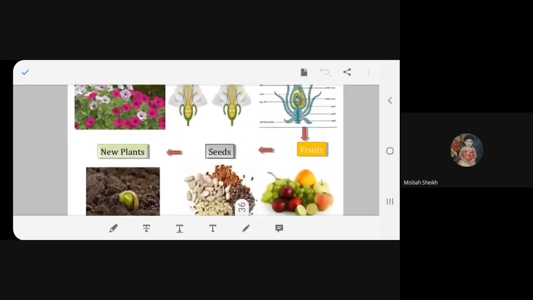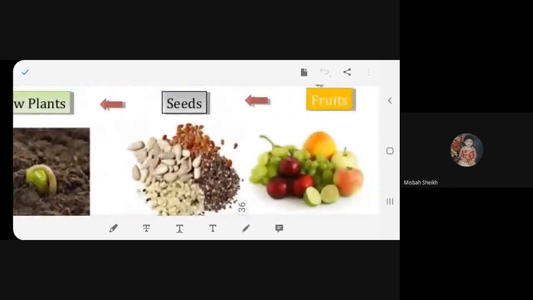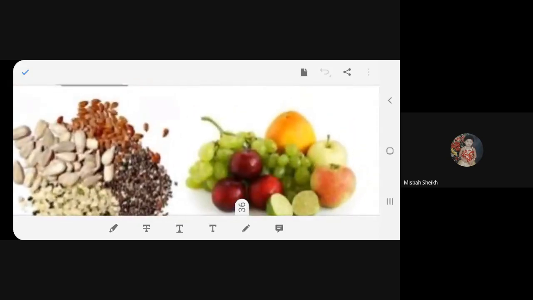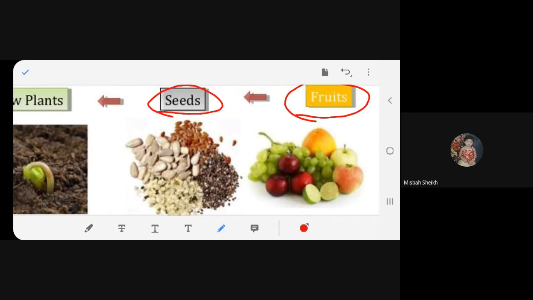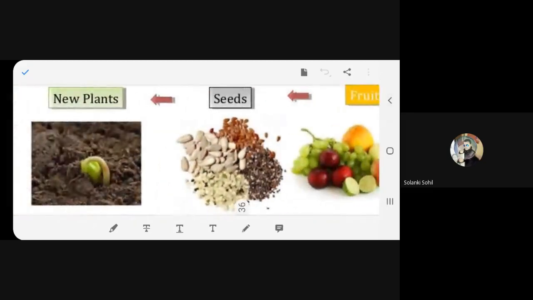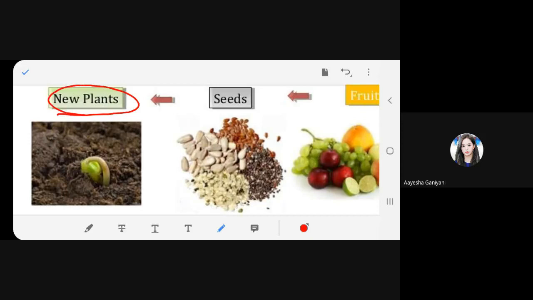After fertilization, what do we get? Fruits. Can you see this? After fertilization, we get fruits. From fruits, what do we get, Peter? Seeds. And from seeds, what do we get? New plant. You understood the cycle? All of you understood the cycle better? How it forms? Yes, ma'am.